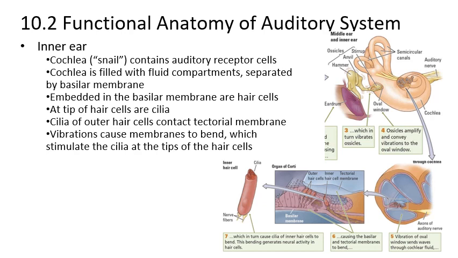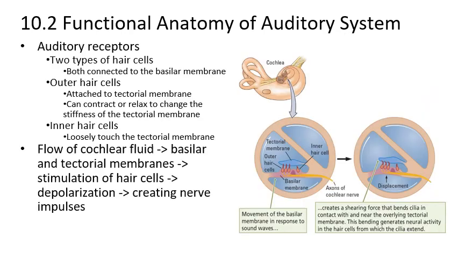The cochlea is filled with fluid compartments, and these compartments are separated by the basilar membrane. Embedded in the basilar membrane are hair cells, and at the tip of the hair cells are cilia. Cilia of the outer hair cells are in contact with the tectorial membrane, and vibrations cause these membranes to bend, which stimulates the cilia at the tips of the hair cells.